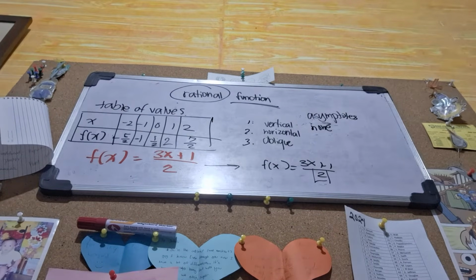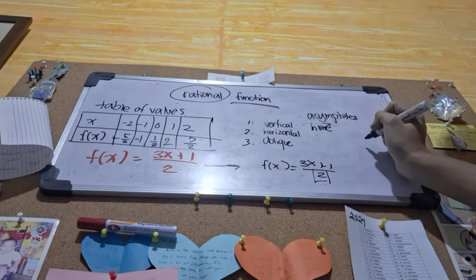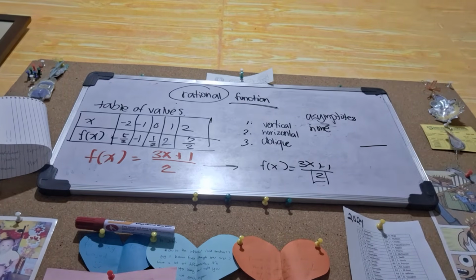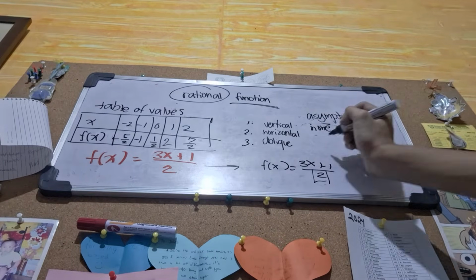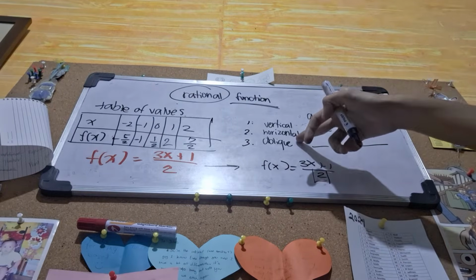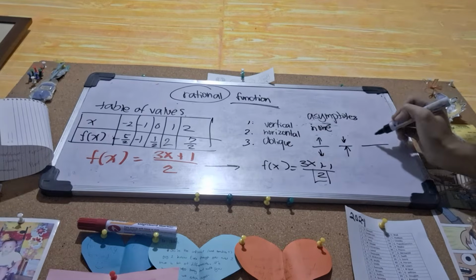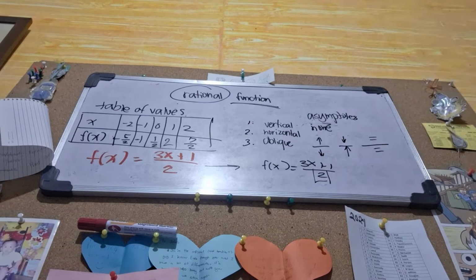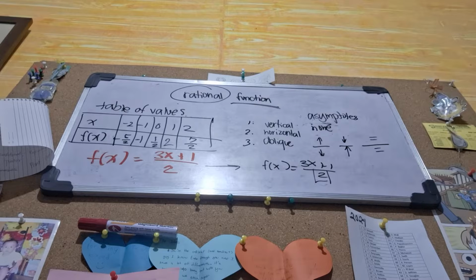Okay, how about our horizontal asymptote? We're going to see there are 3 conditions when it comes to this. Okay, I'm back. Sorry. So there are 3 conditions when it comes to horizontal. You know how there's functions, right? And then there's the numerator and the denominator. So there are 3 conditions.